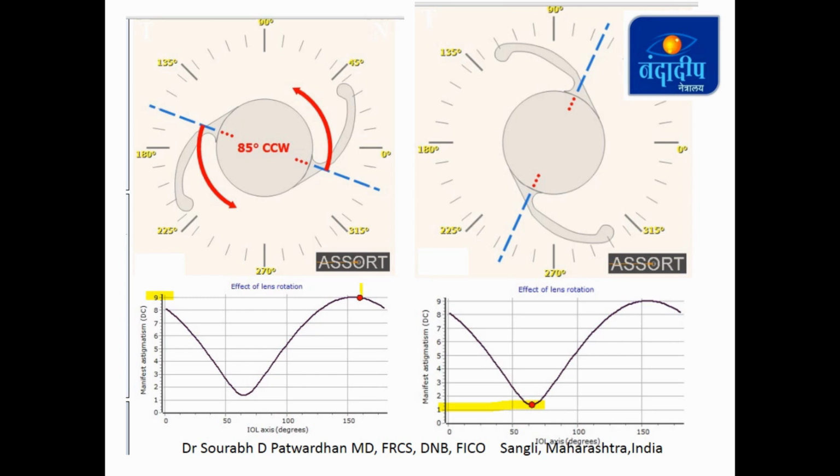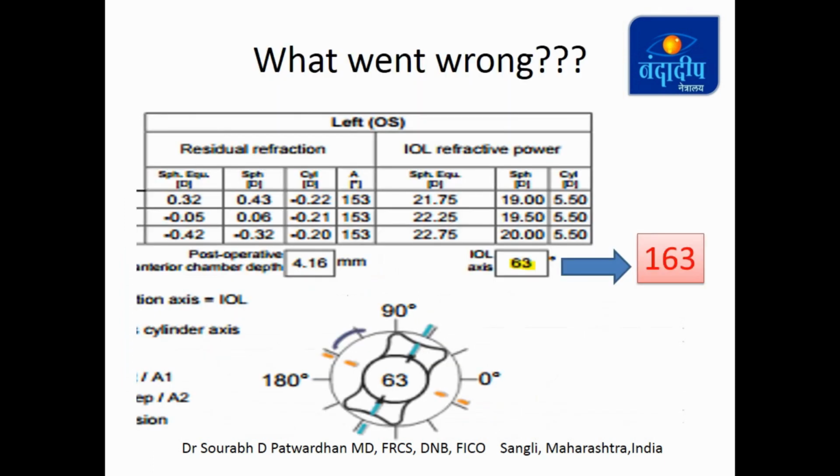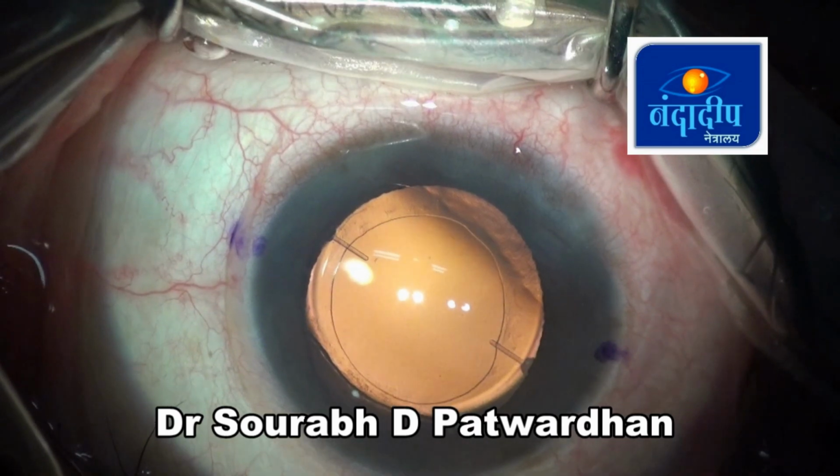In the pre-operative sheet which was given to me, the IOL was supposed to be placed at 63 degree and I just placed it at 163 degree. Because my fellow said something and I heard 163, so I placed it at 163. So believe me, we can go wrong in such a manner also. Nonetheless, lessons learned. So I decided to take up this patient 3 weeks post-operatively.